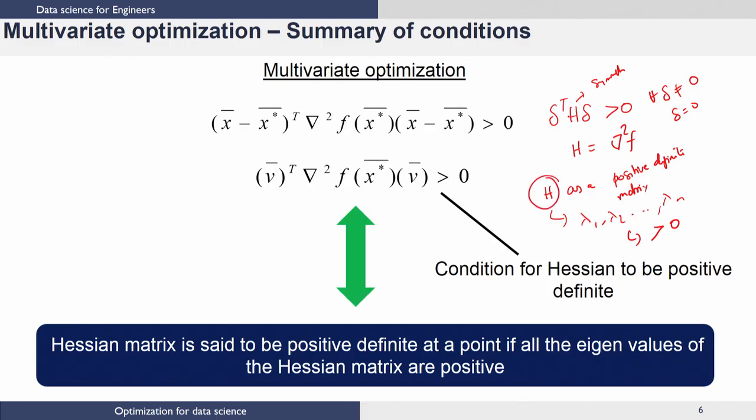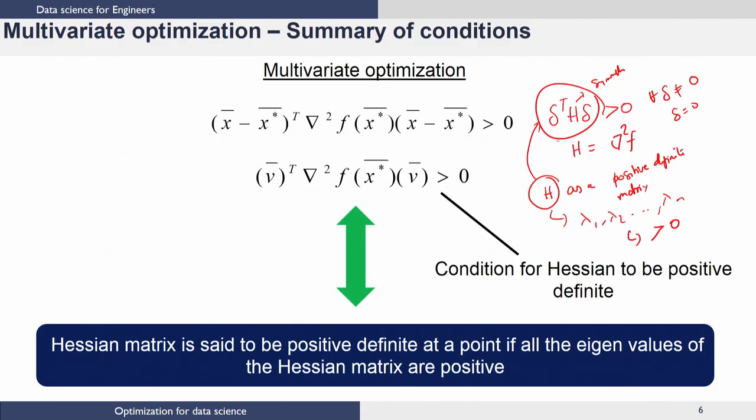In other words, if all the eigenvalues of this matrix are greater than 0, it is automatically guaranteed that whenever we compute this for any delta direction, we will always get a positive quantity. So, this has already been proved.